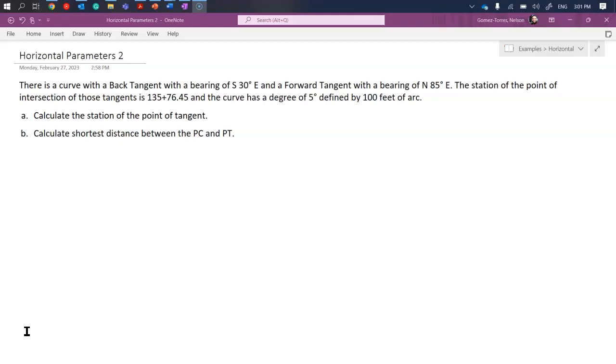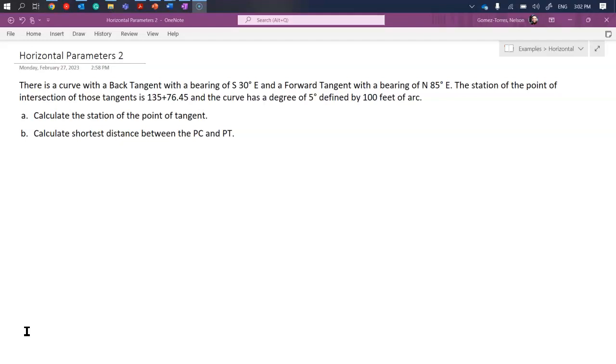There is a curve with a back tangent with a bearing of south 30 degrees east and a forward tangent with a bearing of north 85 degrees east. The station of the point of intersection of those tangents is 135 plus 76.45, and the curve has a degree of 5 degrees defined by 100 feet of arc. Calculate the station of the point of tangent, and also calculate the shortest distance between PC and PT. Let's do A first then.